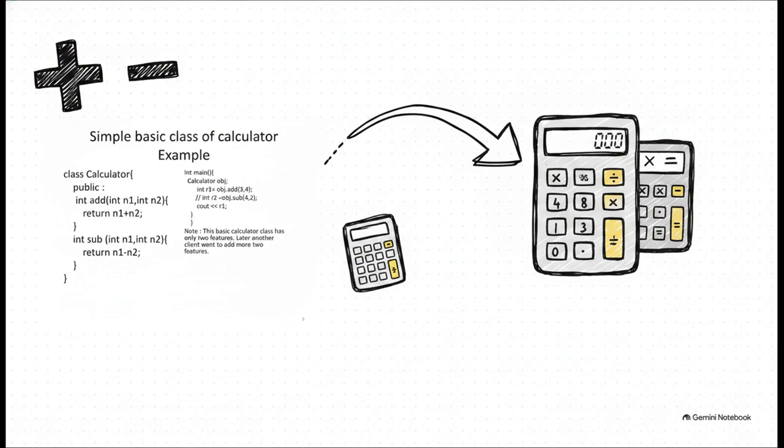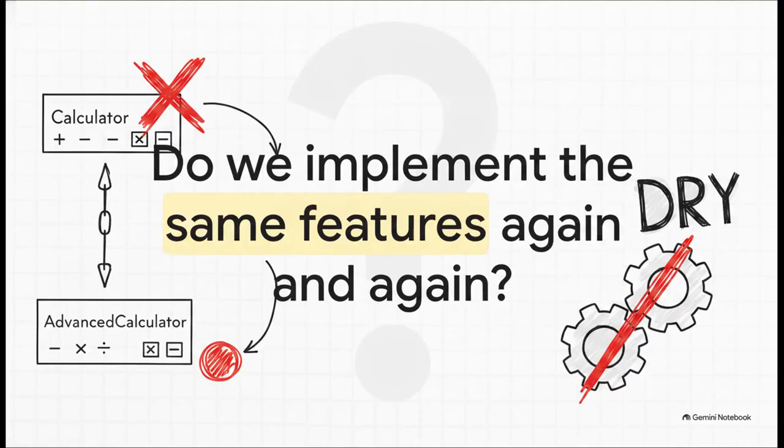But a few months down the line, a client comes back and says they want advanced features, like multiplication and division. Now you're facing a dilemma. You could open up the original calculator class and edit it, but you risk breaking perfectly functioning, already tested code. Or you could write a brand new advanced calculator class entirely from scratch that includes all 4 operations.